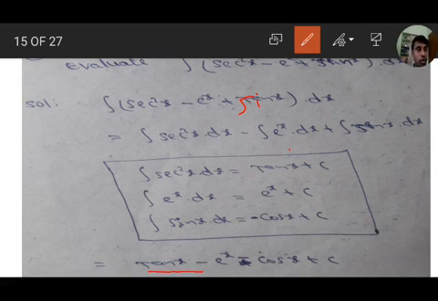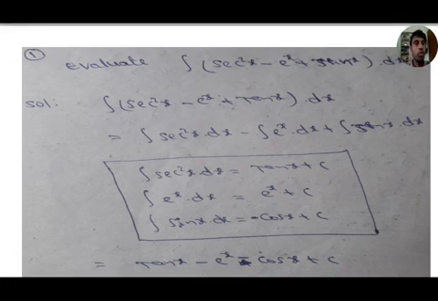E to the power of x integration is e to the power of x, minus as it is. Sin x integration is minus cos x, plus c, the integration constant. That is, the answer is tan x minus e to the power of x minus cos x plus c. We will move to the next problem.